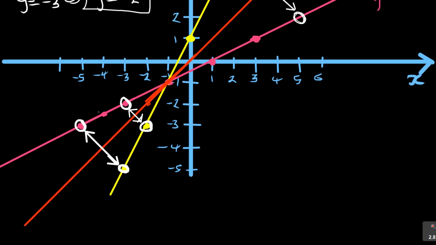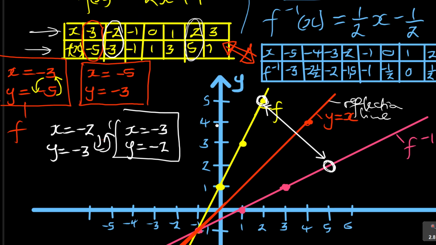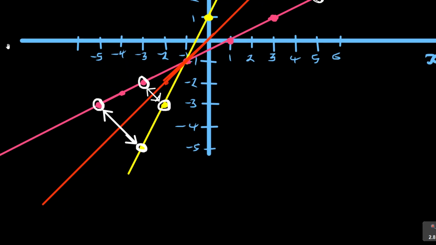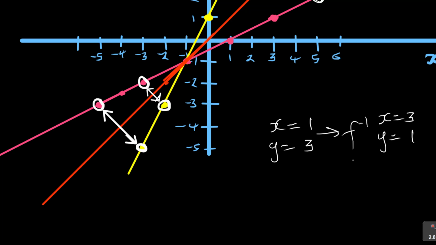If I give you a point, for example, I give you a point (1, 3). If I say to you, x on the original is equal to 1, y is equal to 3, and then I say, what is the inverse of those points? Then you're going to say x is equal to 3, y is equal to 1. What did you do? Take this up, take this down. Then you get these points.